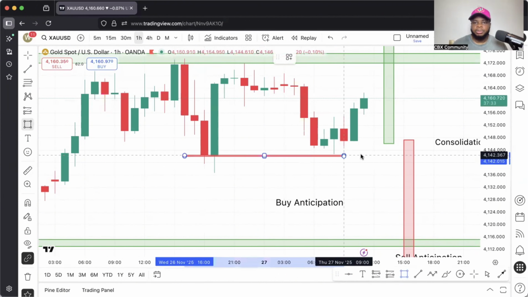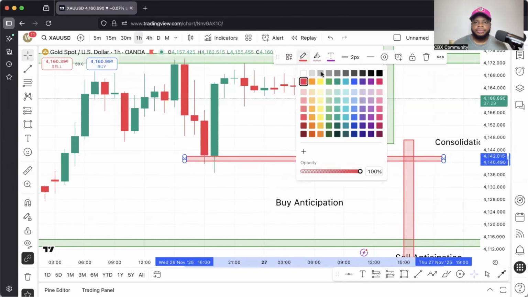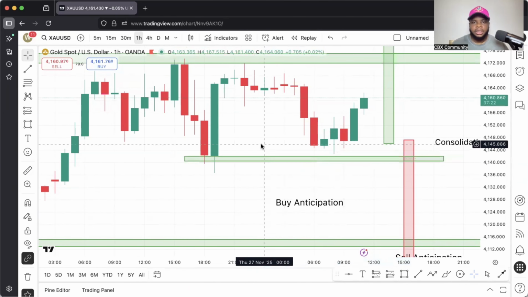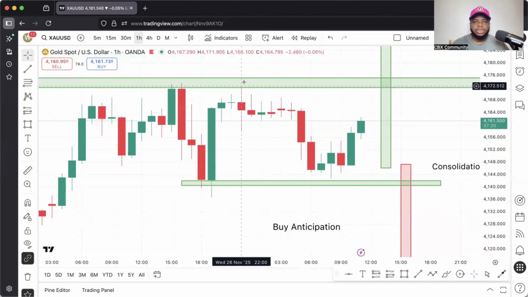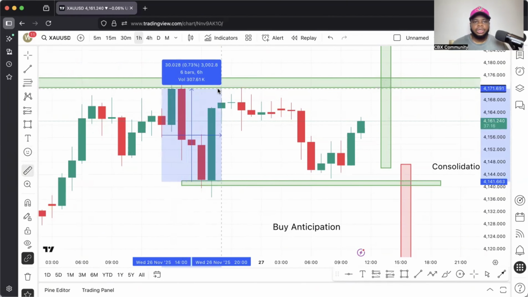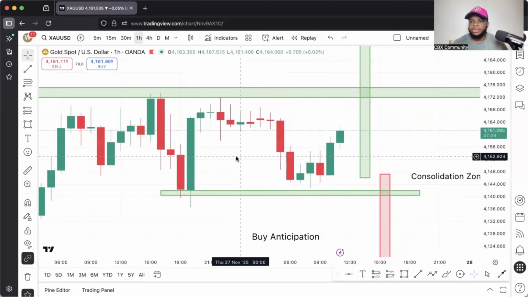So our recent support will be here. Let me change this color. So our recent support is here. So let's measure from this support zone down to this resistance zone. Let's measure the range. The range is almost like 300 pips. So that is cool, for us to have a consolidation zone of 300 pips instead of a consolidation zone of 500 and something pips.